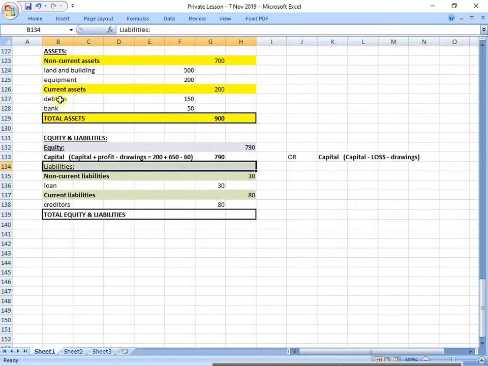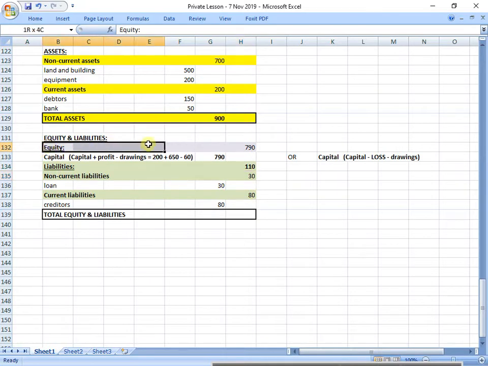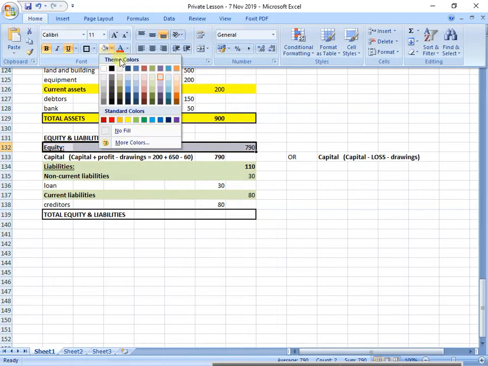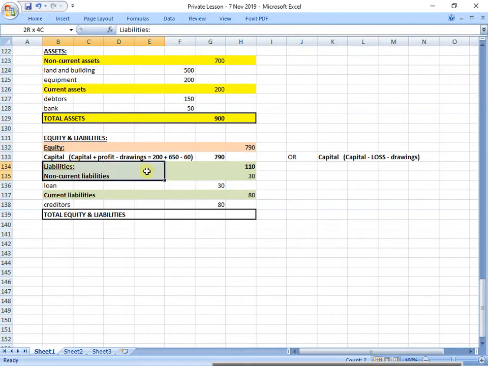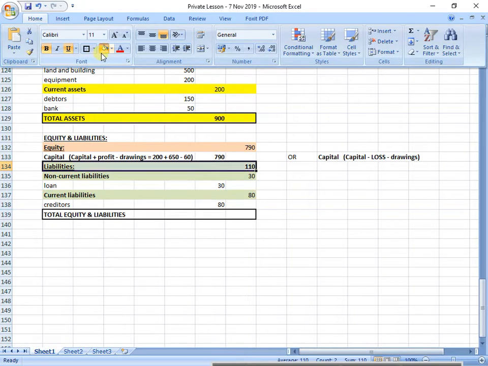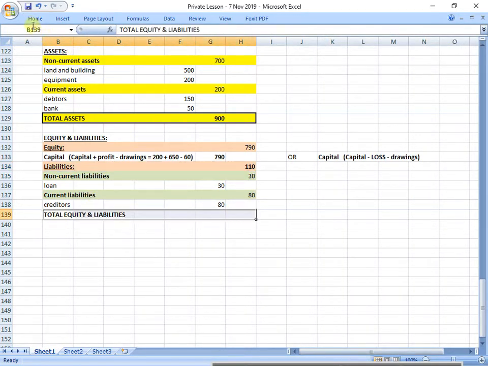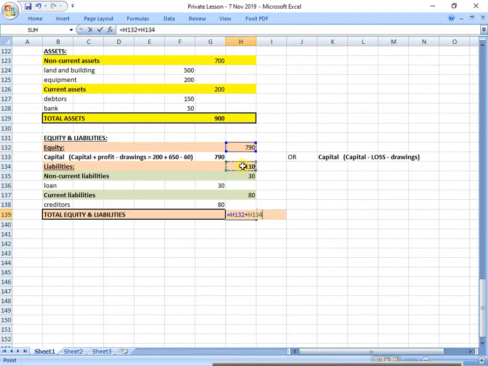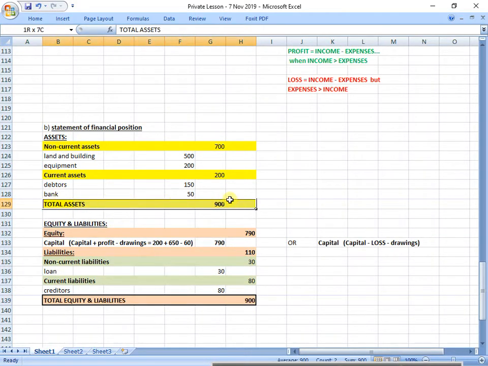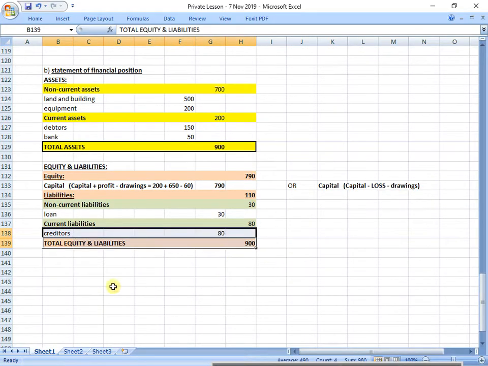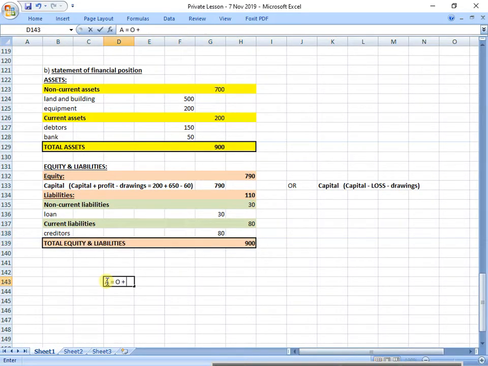how much are my liabilities? Okay. So now, all I need to do is just add up these two figures. Okay, this figure and that figure will be added to get this amount. Okay, total equity and liabilities. Where's my equity? There. Where's my liabilities? There. What do I get? 900. And if you've done it correctly, total assets must equal total equity and liabilities. Why? Because of the accounting equation. A equals O plus L.